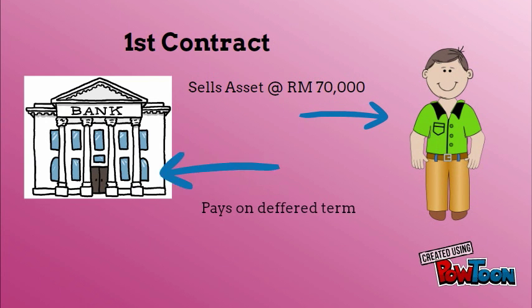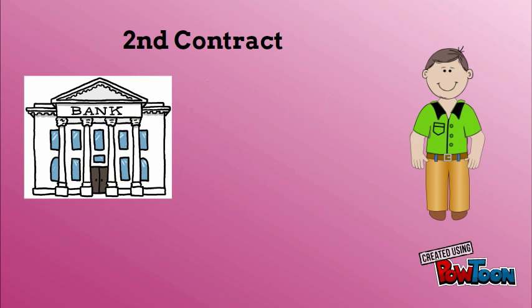After that, the customer will pay on deferred terms, which is the financing amount plus profit margin. Second contract, the bank subsequently purchases the asset back from the customer on a cash basis. For example, the bank purchases the asset from the customer at RM 50,000.